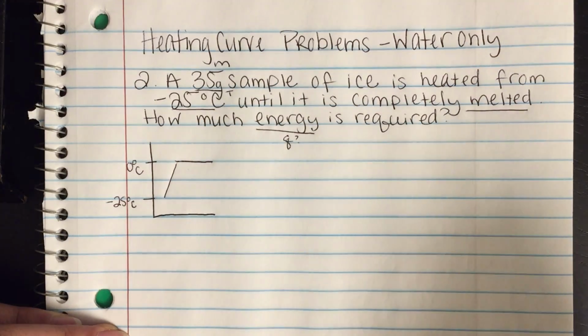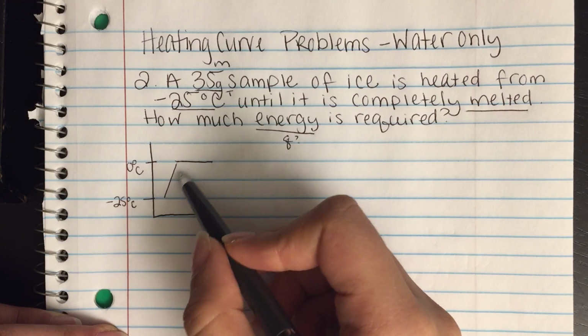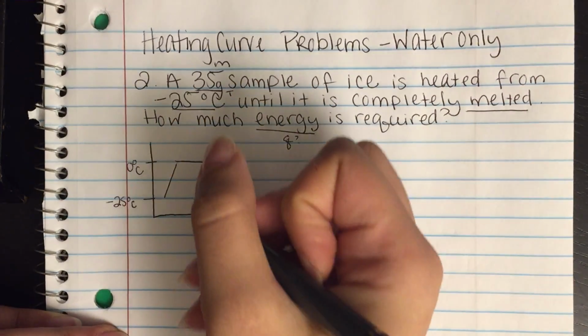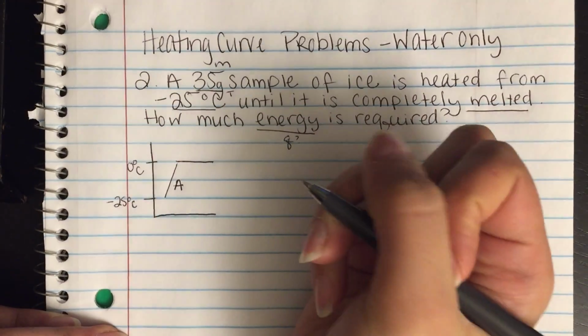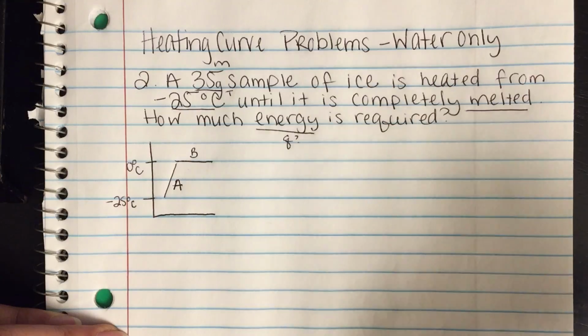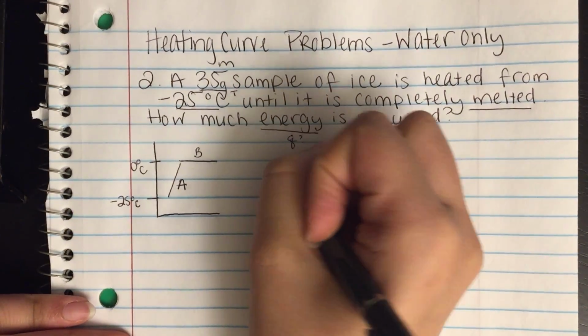And then the last thing I need to do with my graph is label what I've drawn. So I know that it's getting melted, so this in fact has to be a solid, and we label our solids with A. Okay, and the melting process is B. So this is a two-part problem. So we're going to start with A.